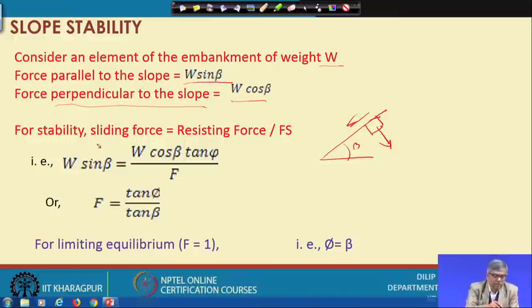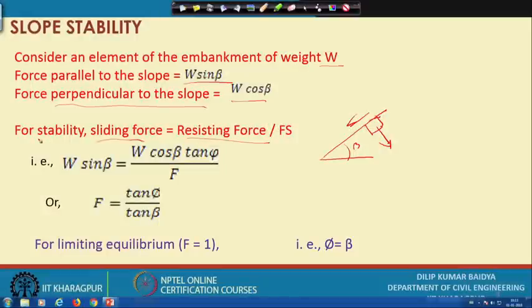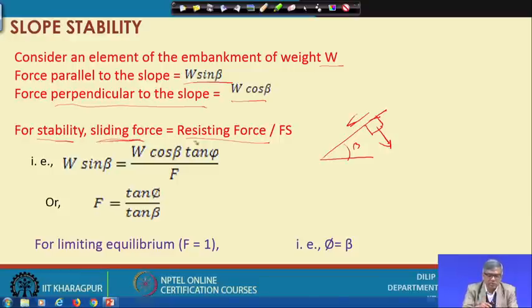And for stability, the sliding force must be equal to the resisting force divided by the factor of safety. If it is just on the verge of failure, that means Fs will be equal to 1. In that case, as long as sliding force and resisting force are equal, they are just stable, but with a little disturbance, the mass will start moving. Because of that, we always want a stable slope, and for the stability requirement, the sliding force must be equal to the resisting force divided by the factor of safety. So the sliding force should be small, and the factor of safety should always be greater than 1, so it is smaller than the resisting force.